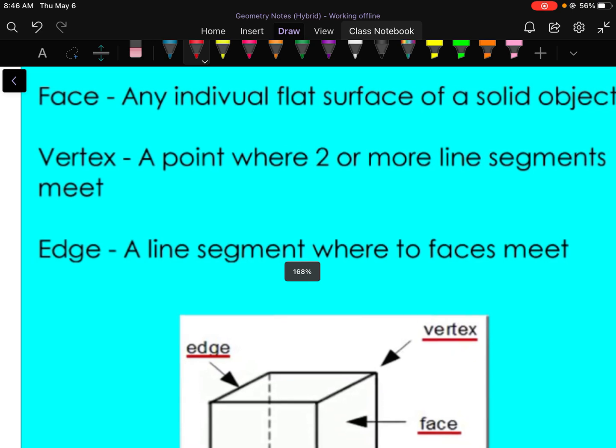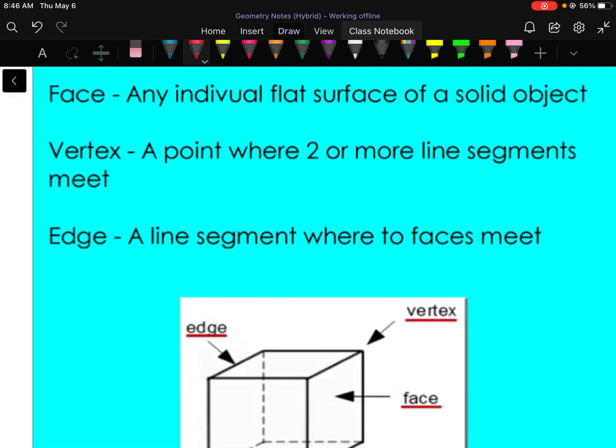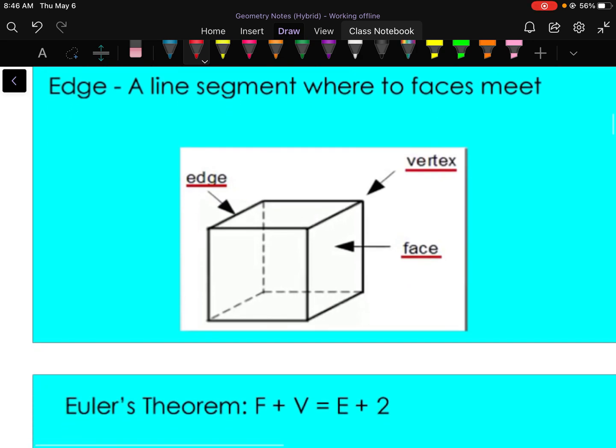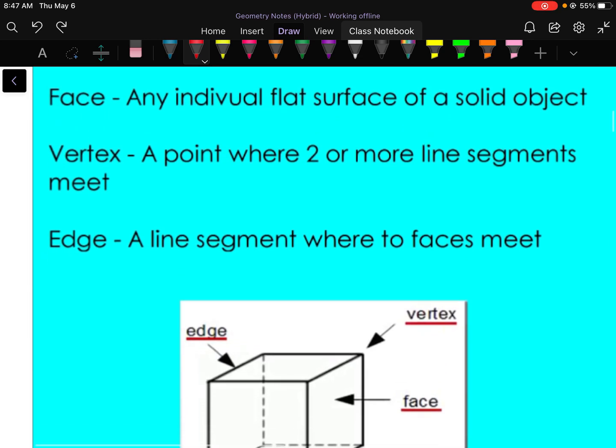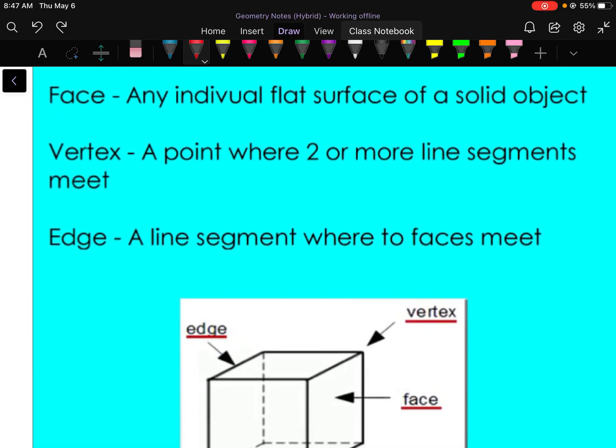Okay, so now we'll get into a little bit more of the vocabulary. Starting with a face, that's any flat surface of a solid object. For example, this whole side here of this cube is a face. This left side of the box is a face. Also, the front, the top, the bottom, the left, and the back side. Those are all faces.